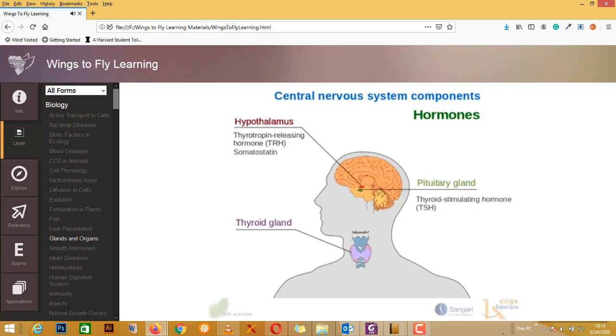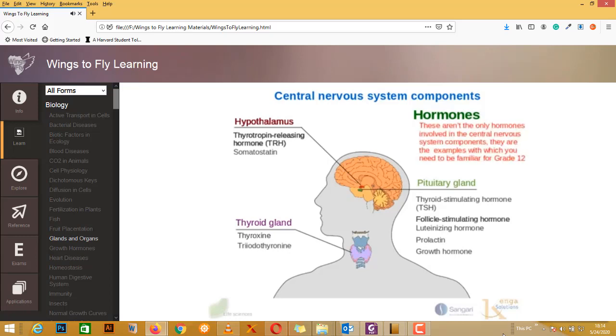The pituitary gland produces thyroid-stimulating hormone, or TSH. It also produces follicle-stimulating hormone, luteinizing hormone, prolactin, and growth hormone. We'll come back to these later. The thyroid gland produces thyroxine, also known as T4, and triiodothyronine, also known as T3.